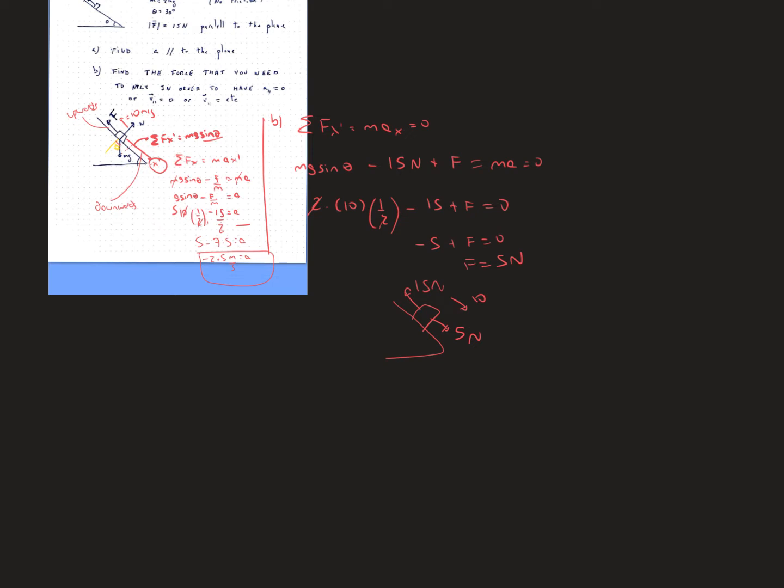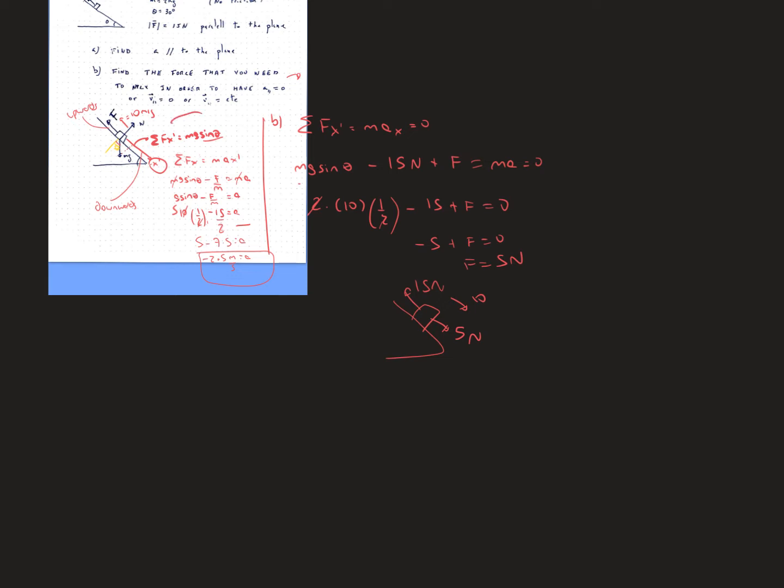Now in the second question, we need to find the force that will make the acceleration equal to 0. So we just set up the equation. The sum of all the forces in the x direction is going to be equal to the mass times the acceleration in that same x direction. So we have to set it equal to 0. Now we just look at the graph right here.